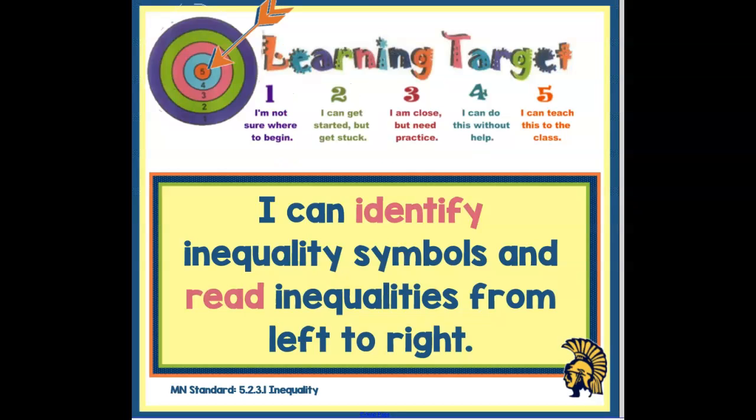So if we go back to our learning target, I can identify inequality symbols and read inequalities from left to right. Tell your teacher with your fingers, are you at a 1, 2, 3, 4, 5? Again, this was our first day doing it, so you might be at a 2 or a 3 still. If you're feeling pretty comfortable and confident, maybe you're at a 4. If you're at a 5, then maybe I'll have you come up tomorrow and teach the next part of the lesson.